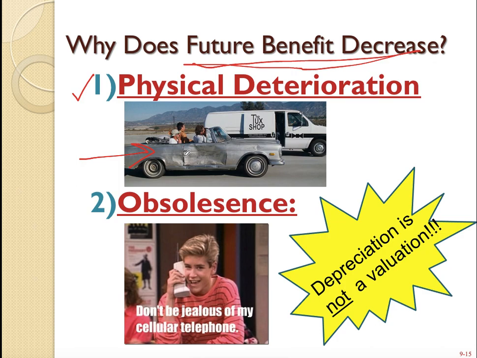Little by little, they're going to get dinged, they're going to get broken, they're going to get slower. Like if you're talking about a computer or something like that, they're just not going to be able to operate optimally. So your future benefit goes down because of physical deterioration. That's why you can only drive a car for so long before it's done for, or why you can only use a computer for so long before it's done for. It physically deteriorates.